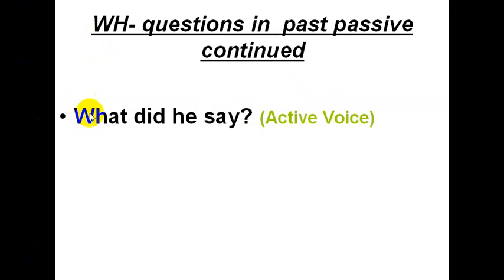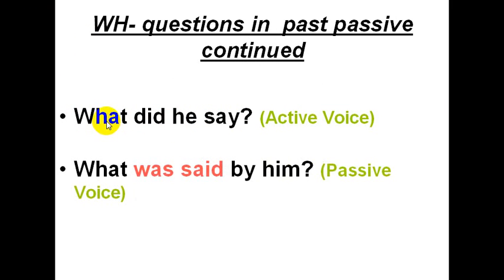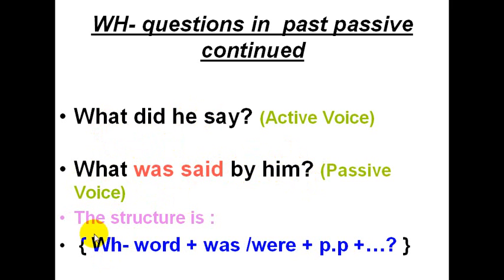Examine this example. What did he say? This is an active question. I want to make it passive. So, what was said by him? This is a passive question. What did he say? What was said by him? To conclude the structure, WH word plus was or were plus PP, the complement and the question mark to form WH question in past passive.